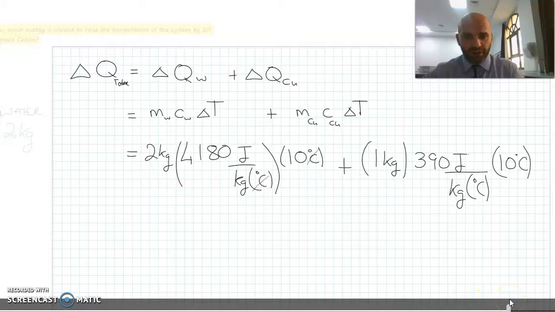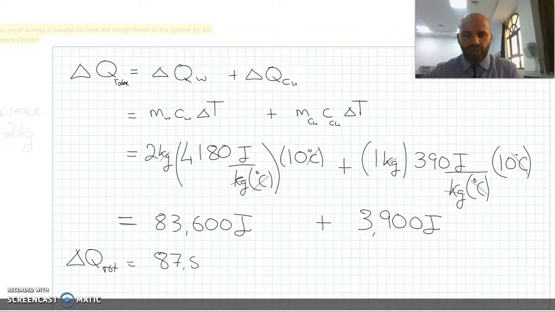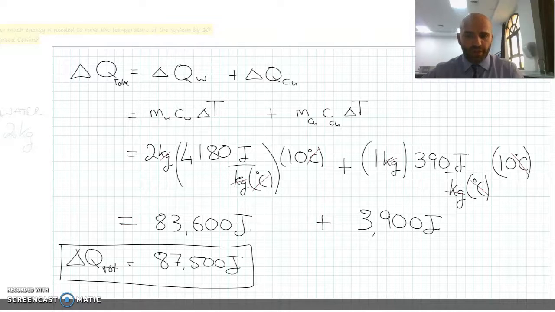Now, if you follow through the units, and this is a really, really good habit, to follow through the units just to see what units are on your answer, then your degrees Celsius will cancel out, your kgs will cancel out on both of them. So that means you have a total for the water of 83,600 joules. And for the copper, you would have only 3,900 joules. Okay. Notice the water is so much more. So that means that the total energy required would be 87,500 joules.